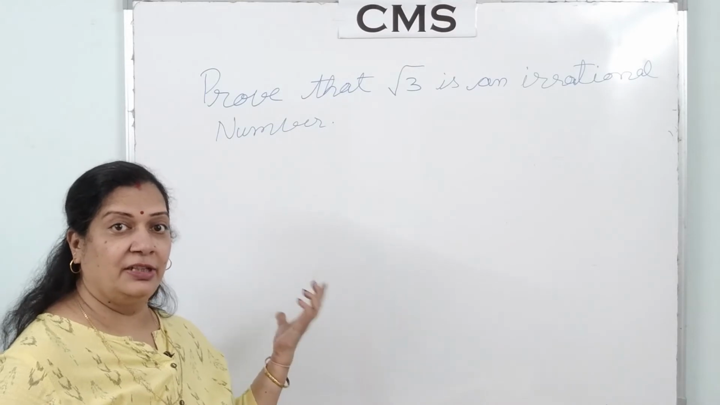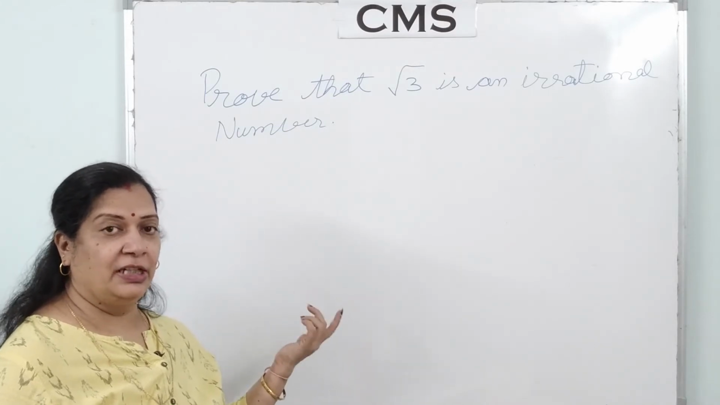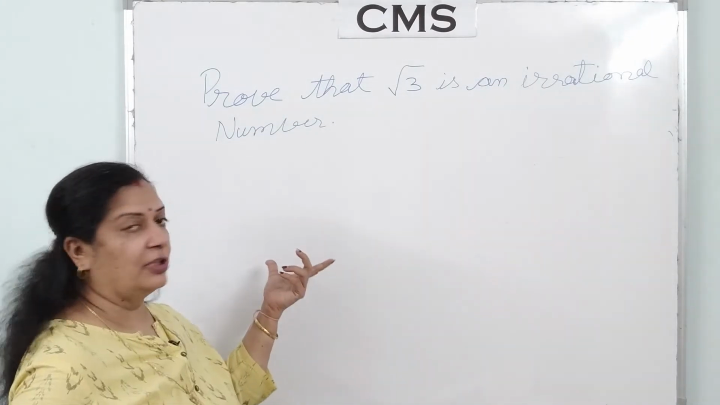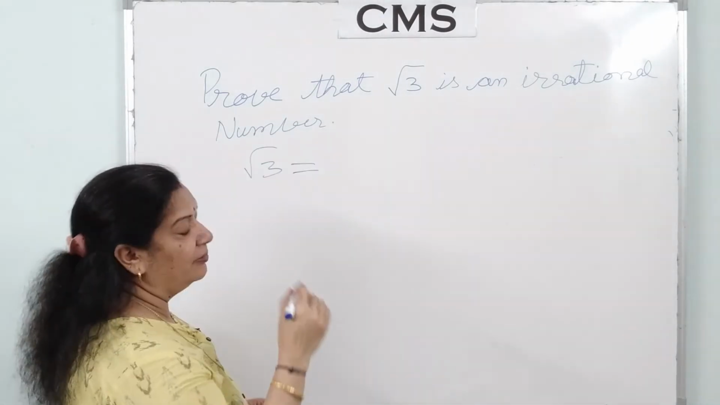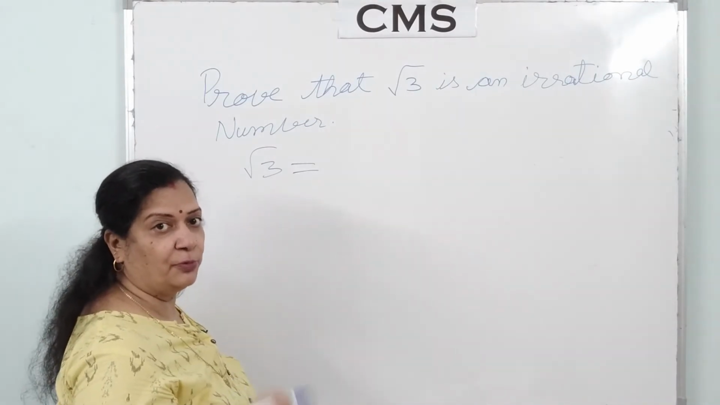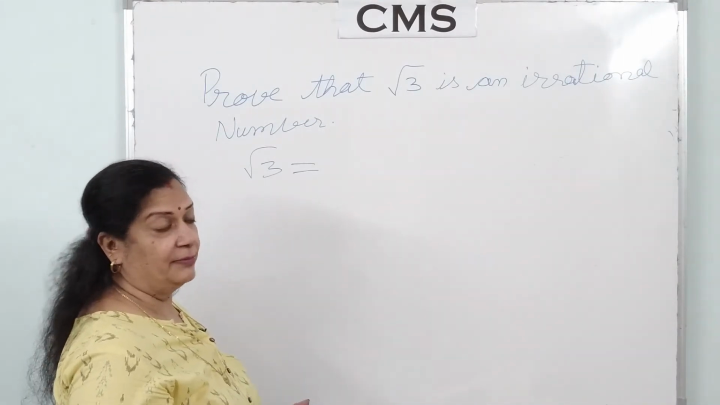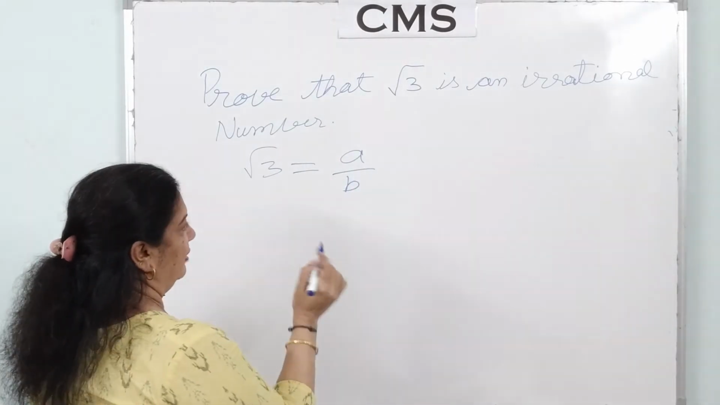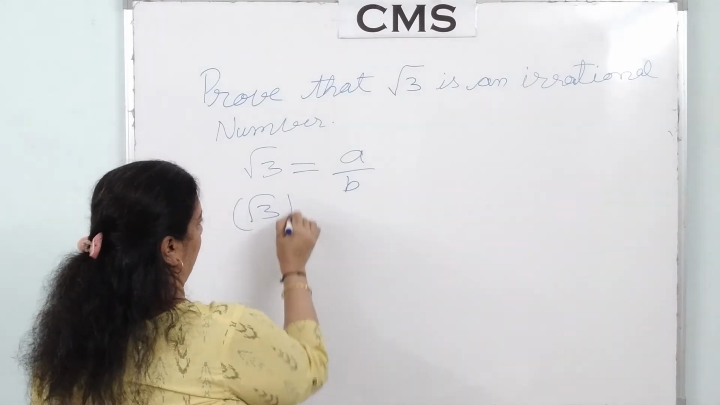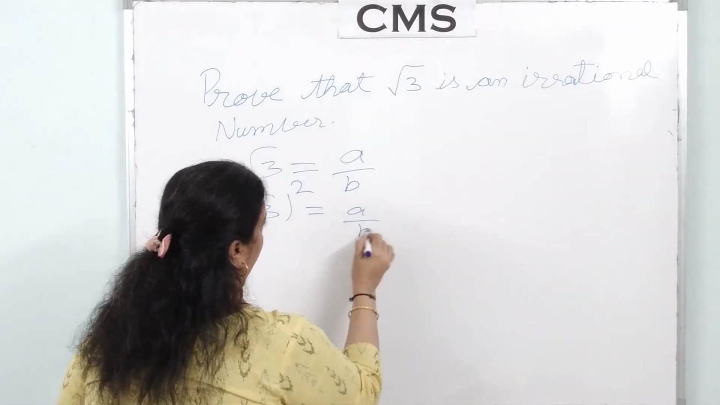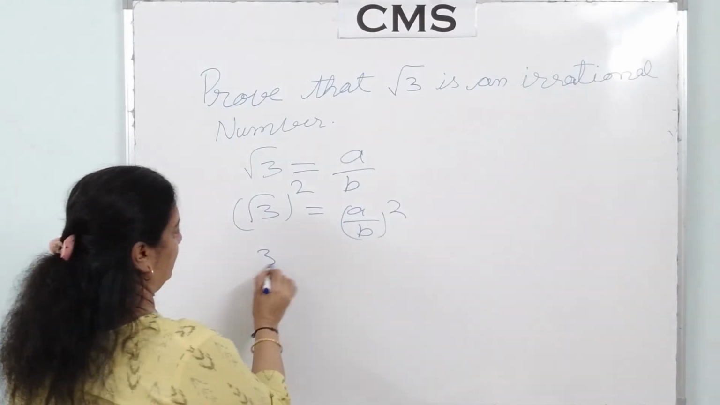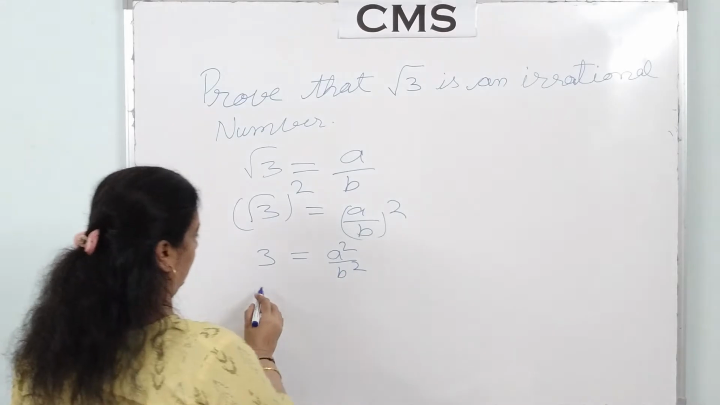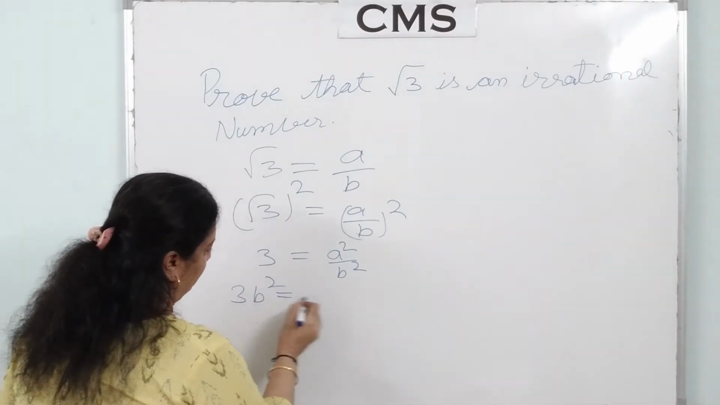Similarly, we will do what we did in the previous example. Suppose, or assume, that root 3 is a rational number. Root 3 being a rational number, it is in the form of a upon b. What's the first step? Squaring both the sides. Root 3 whole square equals a by b whole square. So it becomes 3 equals a square upon b square, or 3b square equals a square.